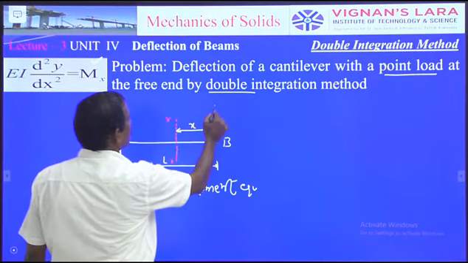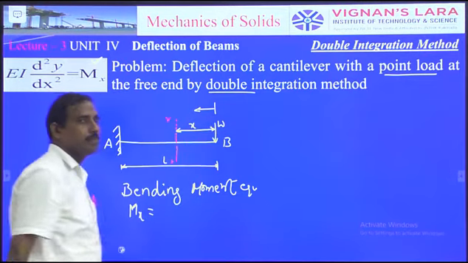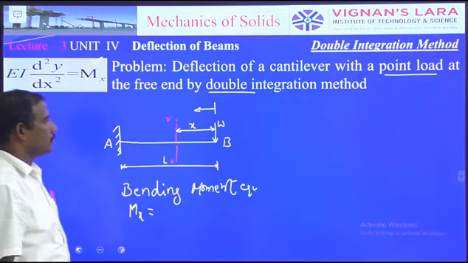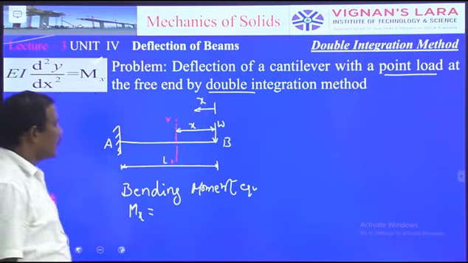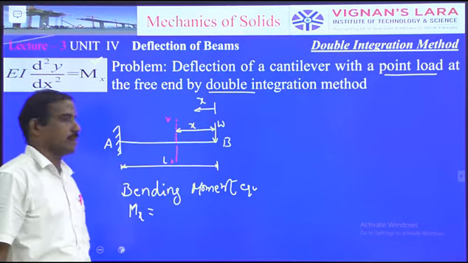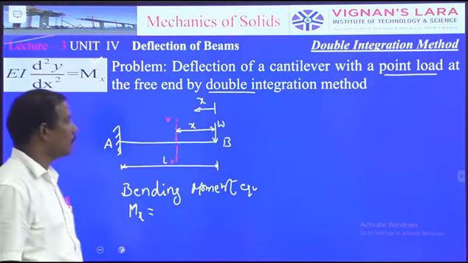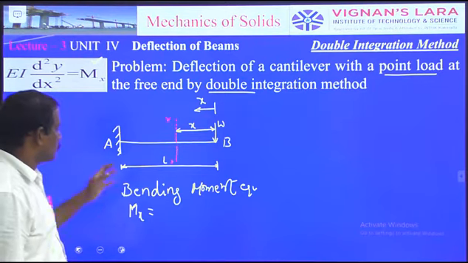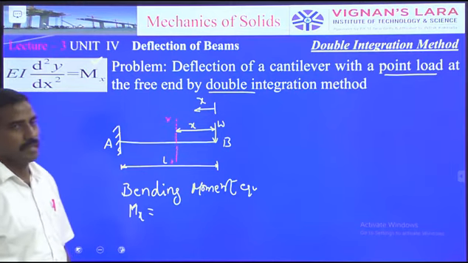Here the x value increases from B to A. This is the direction of x. It means the x value is 0 at B, and the x value is L at A. This is the configuration of the problem. Now let us formulate the bending moment equation.